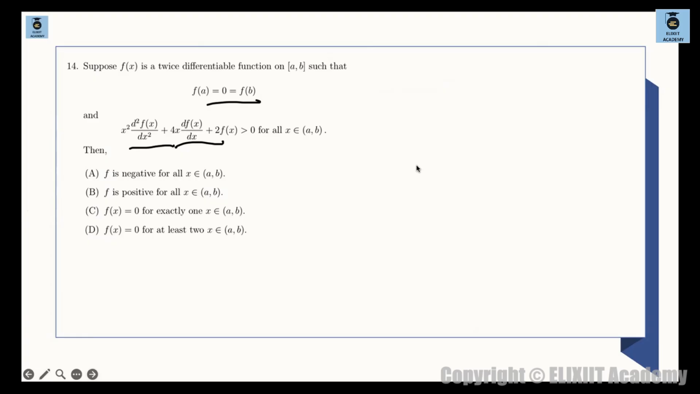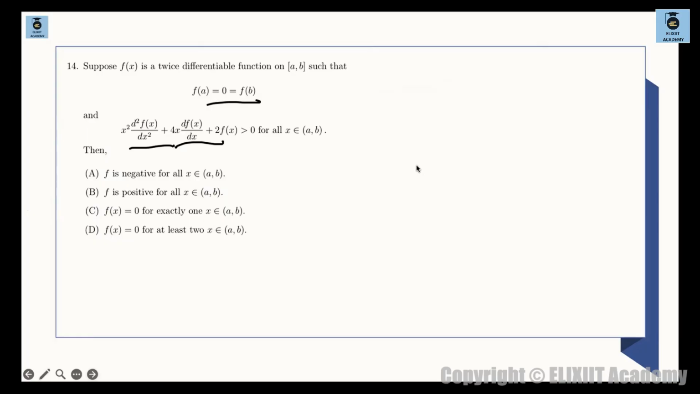What we need to do is comment on f, whether f is negative, positive, or zero for one of the values or more than two values. This is what we need to comment. So we need to find f from here. From this differential inequality, how can we generate f?